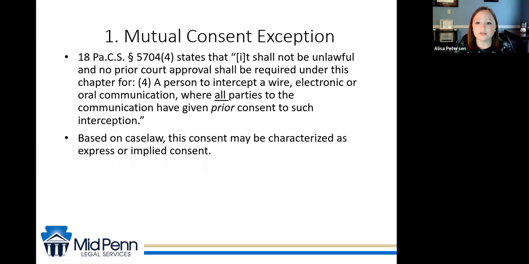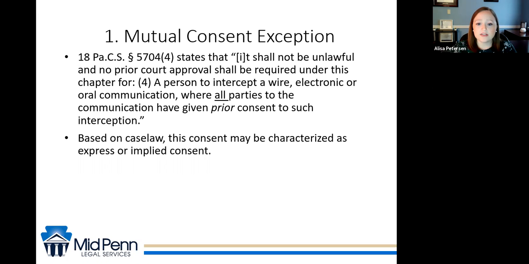The mutual consent exception says that it's not unlawful and no prior court approval shall be required if a person intercepts a wire, electronic, or oral communication where all parties to the communication have given prior consent to such interception. It's important to note the word prior here. I have heard a common misconception that if your client is recording some incident and during the recording they say, "I'm recording you," that this would be sufficient because the other person is put on notice. That is not accurate according to the Wiretap Act. According to the statute, there must be prior consent.